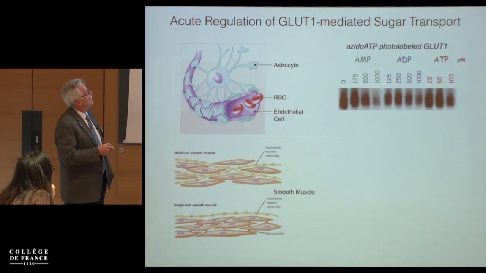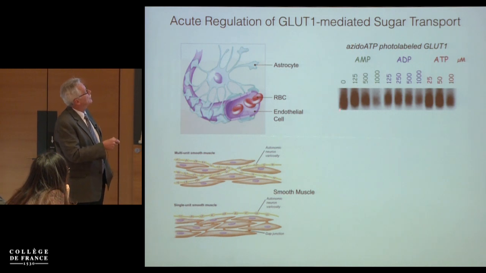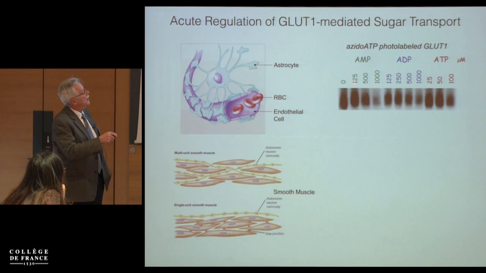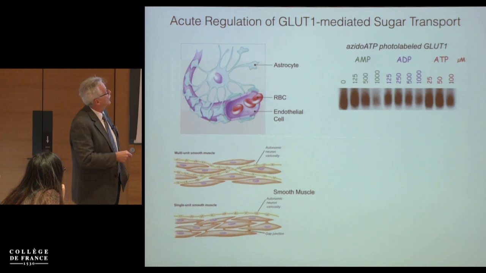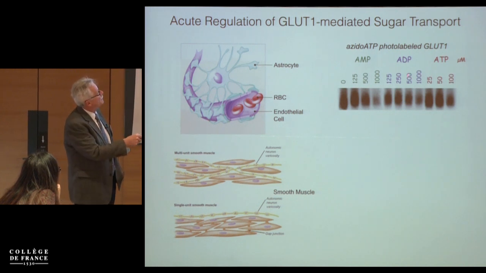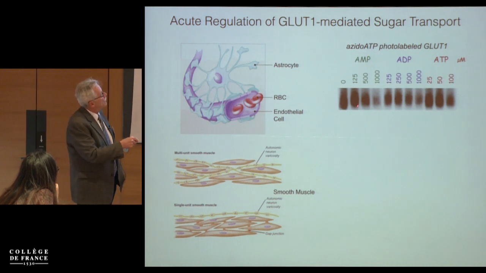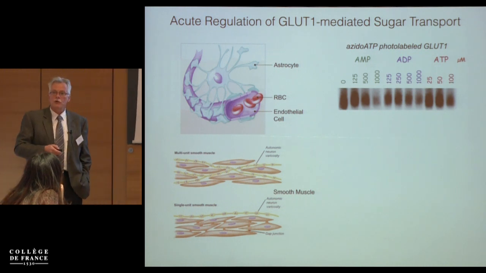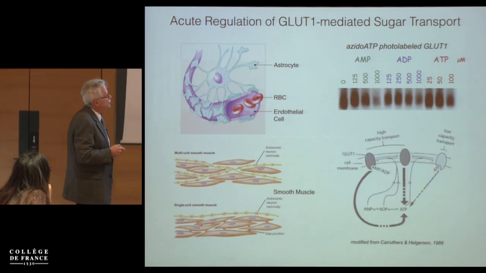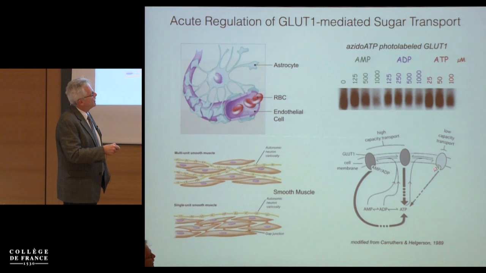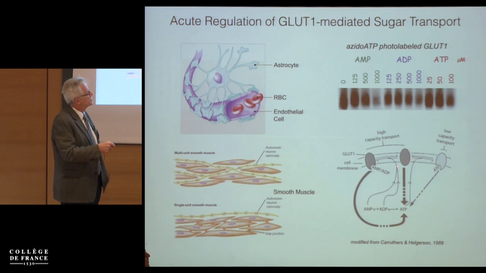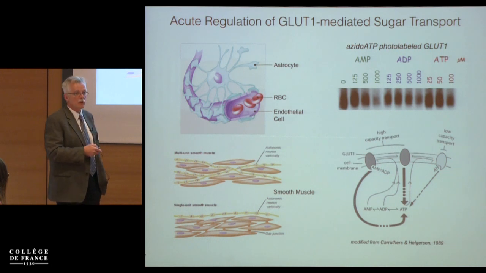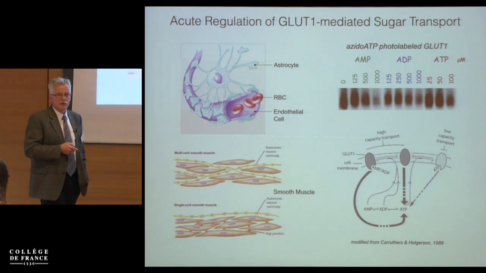We know, based on our very early studies, that you can label purified glucose transporter with azido-ATP. It runs as a very diffuse band in red cells because it's heterogeneously glycosylated. And if we raise the concentrations of AMP, ADP, and ATP, you can see we reduce the amount of photolabel incorporation into the transporter. Our studies also show that when the transporter is complexed with ATP, it is a very low capacity transporter. But if ATP dissociates due to its decrease through metabolism, or if AMP or ADP bind to the transporter, it becomes a high capacity transporter.